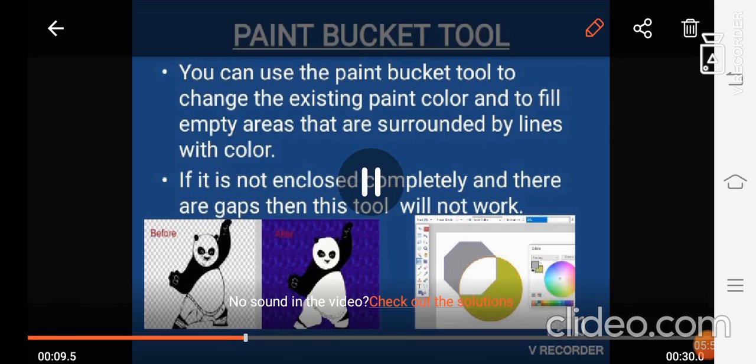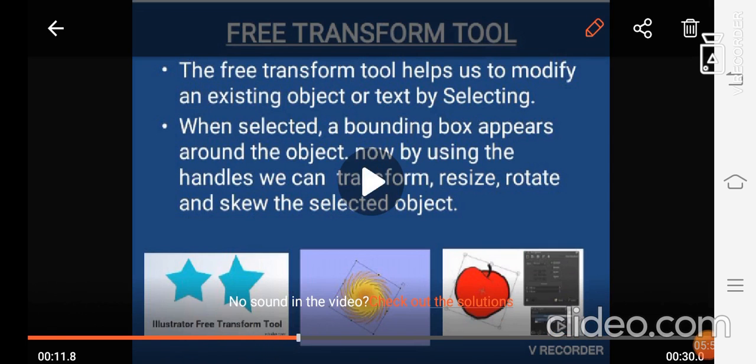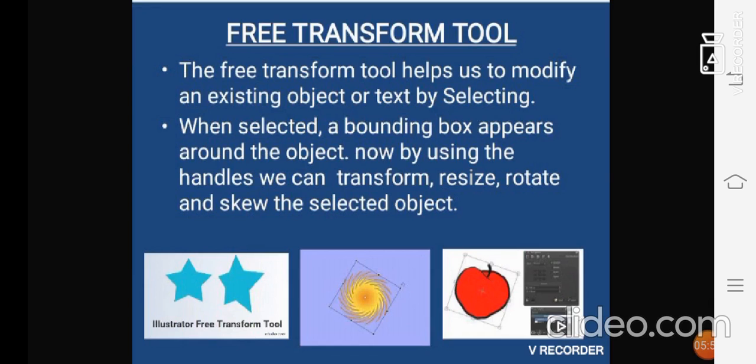Okay, next we are moving to the free transform tool. The free transform tool helps us to modify an existing object or text by selecting it. When selected, a bounding box appears around the object. Now by using the handles, we can transform, resize, rotate and skew the selected object.